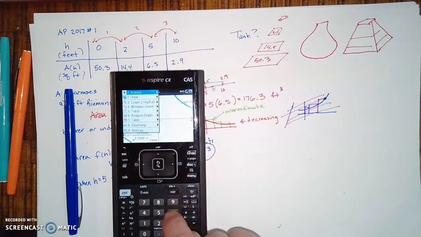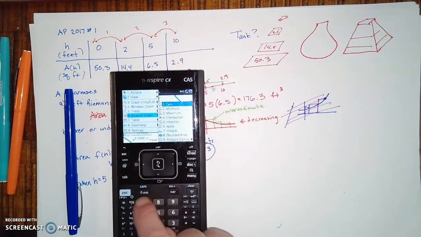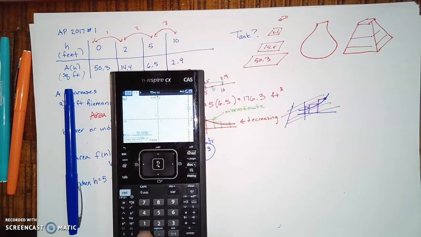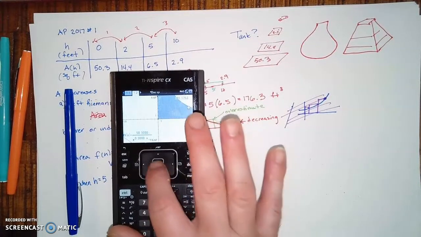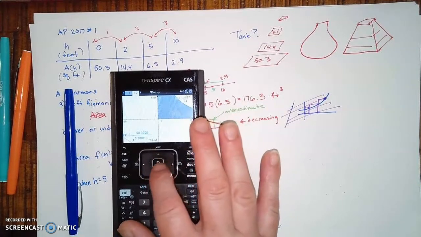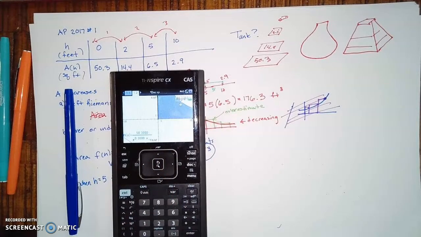Menu, Analyze Graph, Integral. Lower bound is 0. Hit Enter. Upper bound is 10. Hit Enter. And okay, that time worked. And there's the volume right there. My button was sticking as I was graphing, and the volume is 101.3253, which is exactly what I got before on the problem.